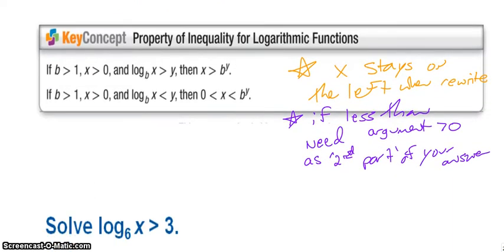Now if I have an inequality with logs and there's only a log on one side, I have to make sure that my x stays on the left when I go ahead and rewrite it. And then if it is a less than, we need to make sure that our argument being greater than 0 is part of our answer. So similarly to how when we had the radicals and we had a less than, kind of the same situation.